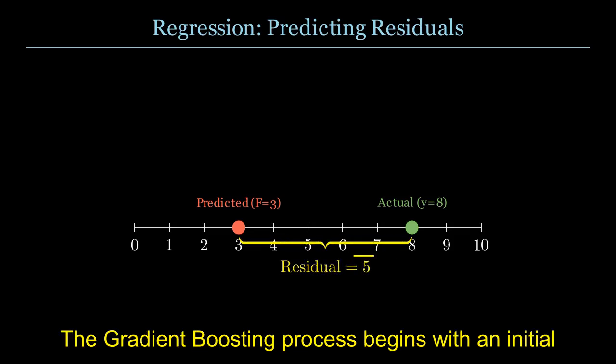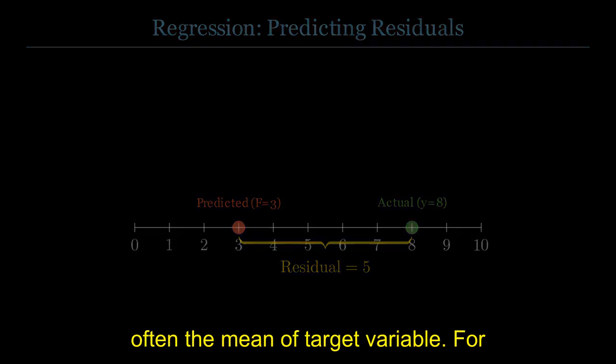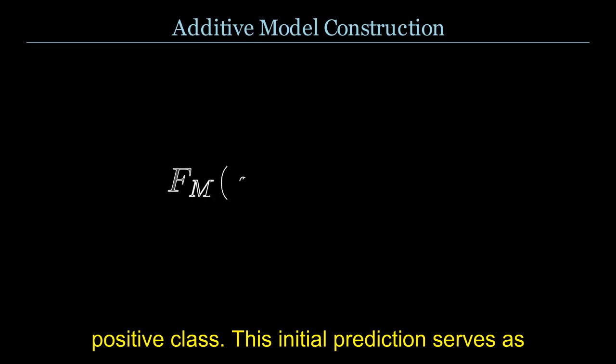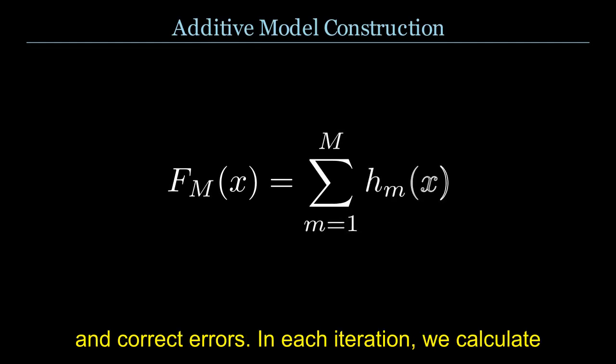The gradient boosting process begins with an initial prediction, f_0(x). For regression, this is often the mean of the target variable. For classification, it might be the log odds of the positive class. This initial prediction serves as the baseline, from which subsequent trees build upon and correct errors.